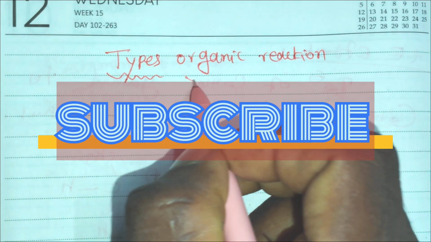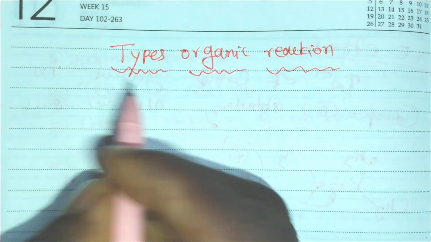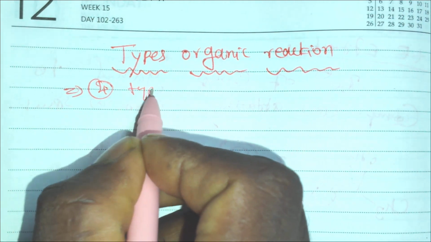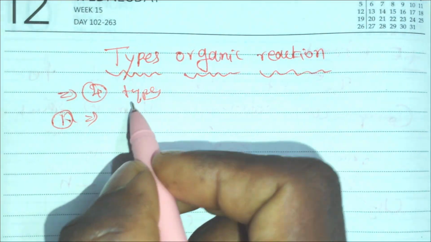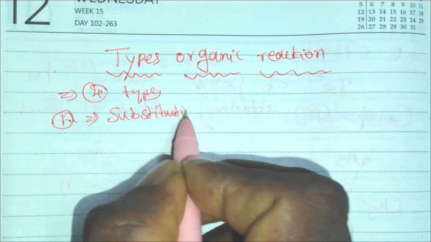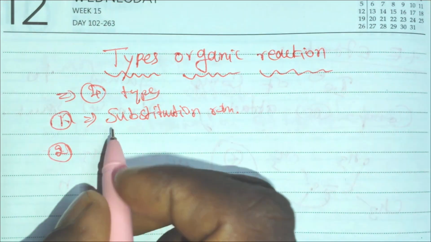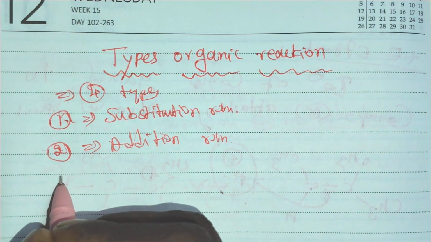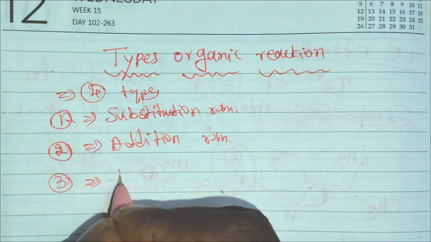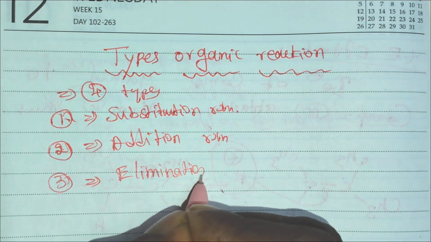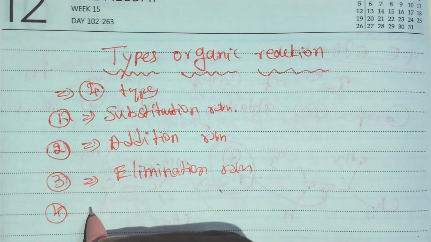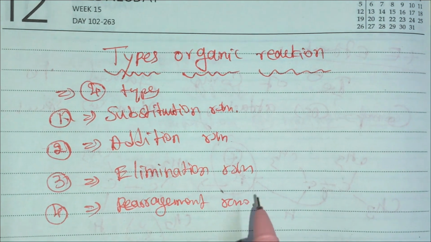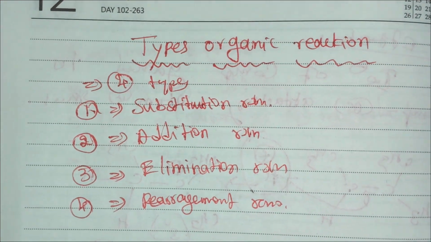Dear student, next the topic in GOC is the types of organic reactions. Generally, there are four types of organic reactions. The first is substitution reaction, the second is addition reaction, the third is elimination reaction, and the fourth is rearrangement reaction. So these are the four types of reaction. We can see them very elaborately.